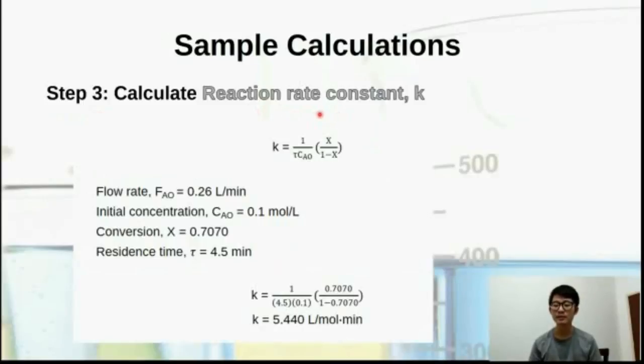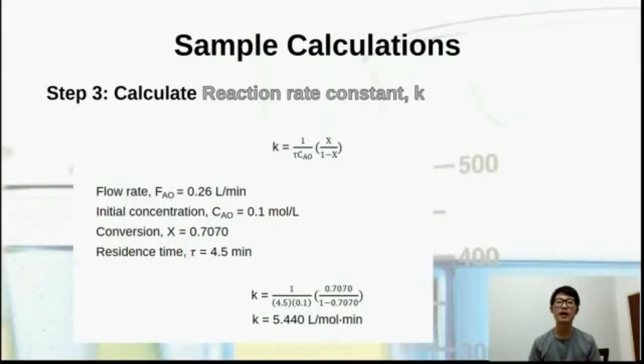Step 3, we calculate reaction rate constant k. Reaction rate constant in chemical kinetics quantifies the rate of a chemical reaction and it depends on temperature. Its formula is 1 over tau C_A0 times X over 1 minus X. By plugging in C_A0, X, and tau, we will get the final value of k as 5.440 liter per mole per minute.